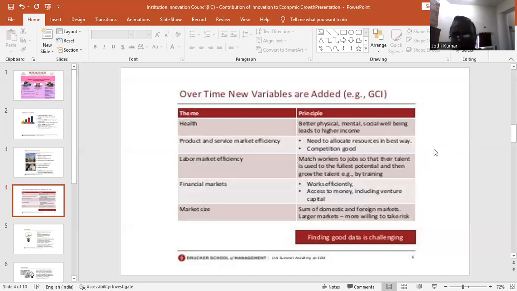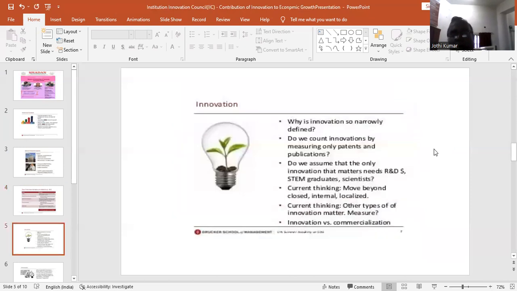So we have to produce good data, which is a challenging one. The business persons totally contribute to the GDP, there is a growth of India. So now what is going on in innovation? Why do we need innovation? Innovation is measured only through patents and publications. It is through R&D, scientists and STEM graduates that we can develop innovation.